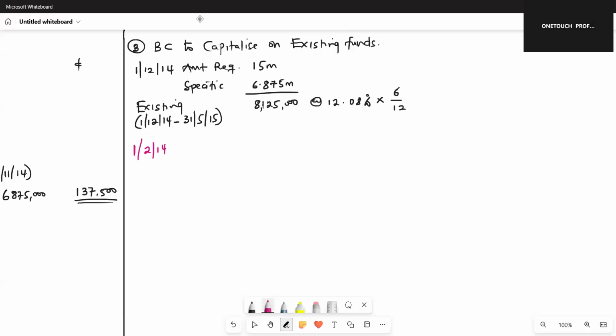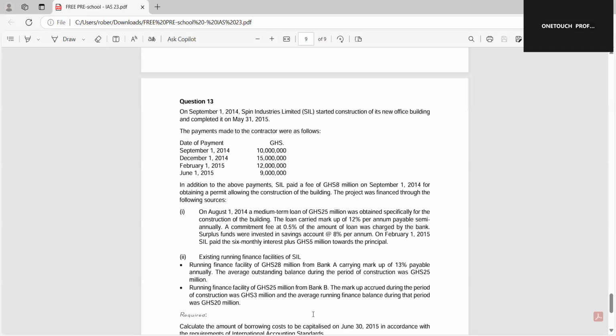Let's go back to the question. I'm saying that the next one is in June. If you check after 1st February, the next payment is on 1st June. At that time, we've ended what? We've ended the work. So the interest on the 1st June one will be taken to profit or loss. Do you get it? Okay.